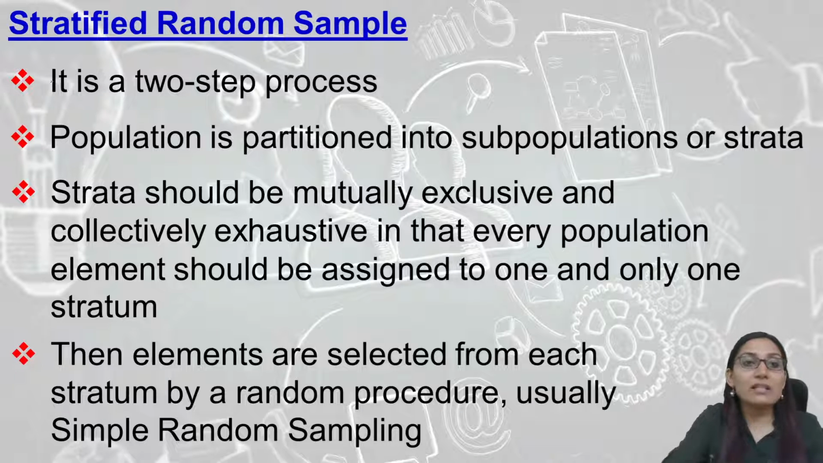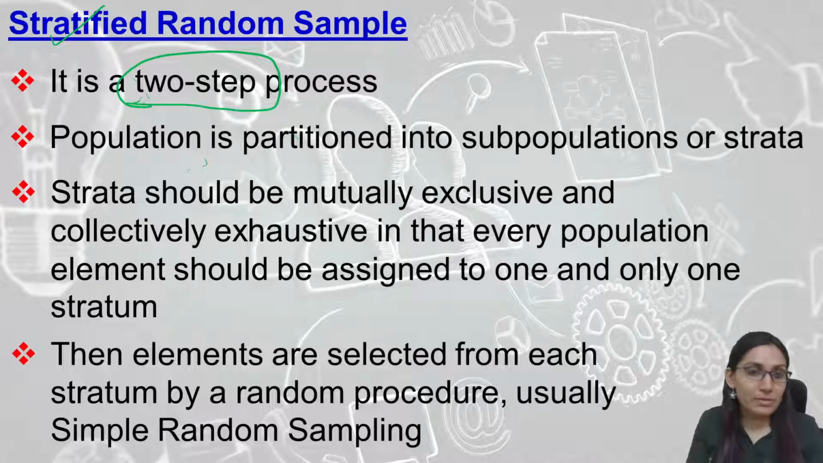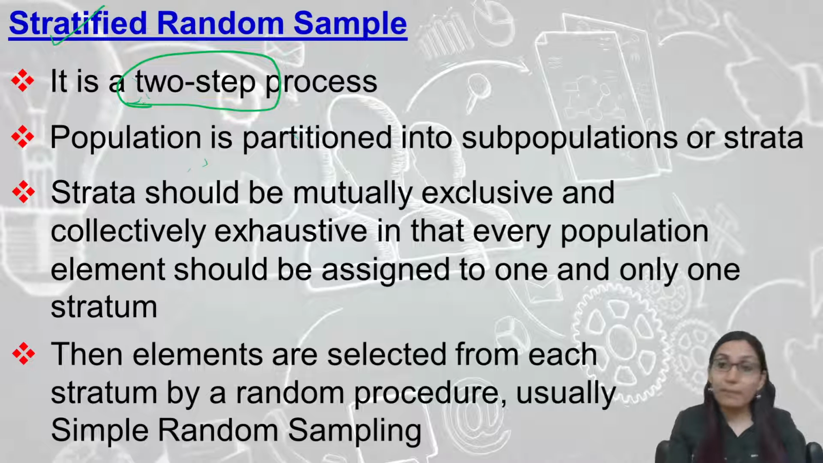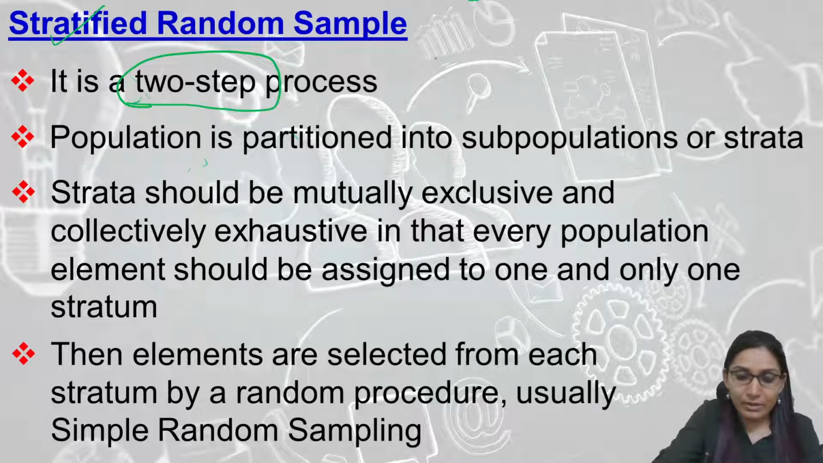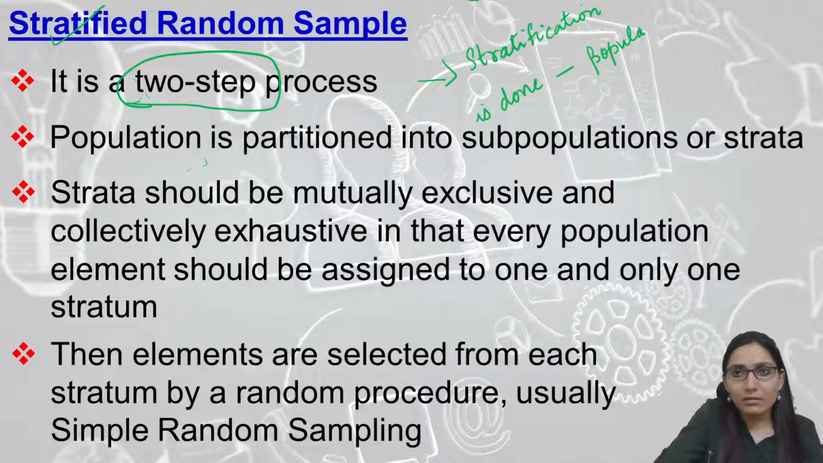Yes. So next we are discussing the stratified random sample. It's a two-step process, and the population is partitioned into subpopulations or strata. So you know what the meaning is. Stratified means a larger population is divided into strata. So here stratification is done, that is, the population is divided into various strata.